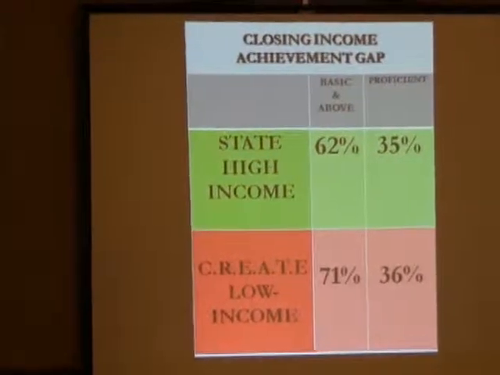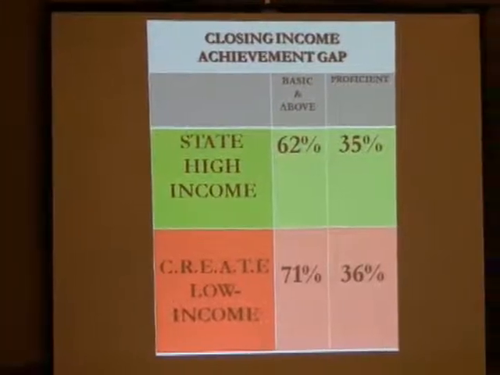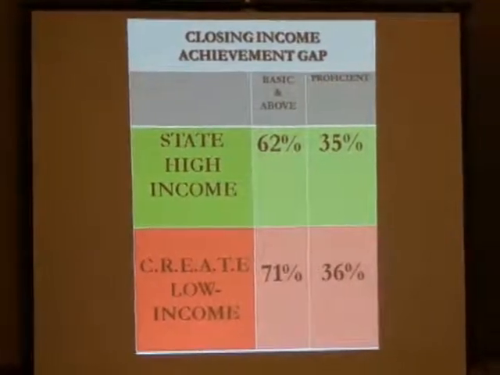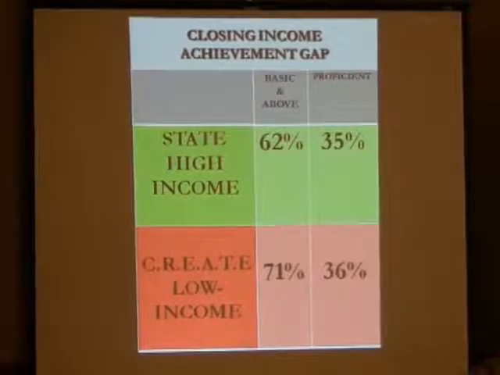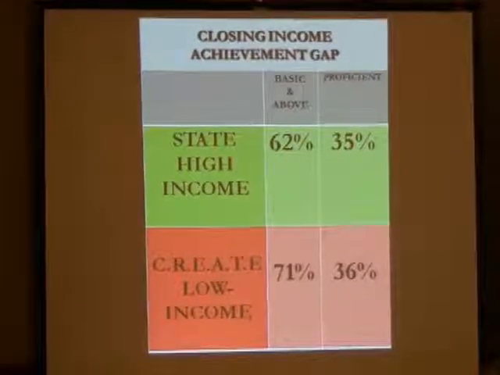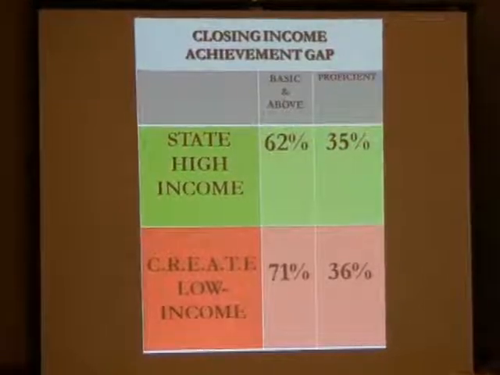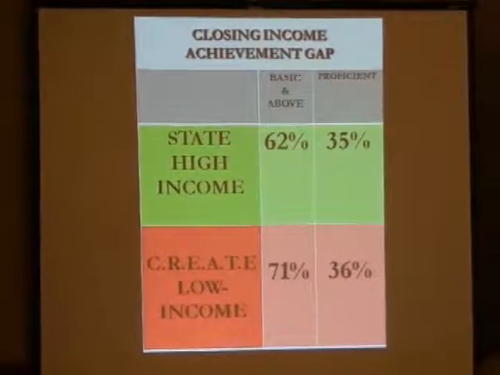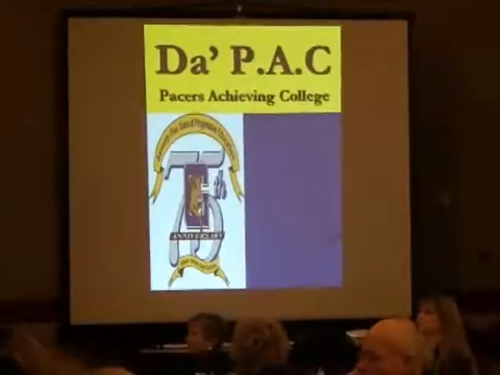Furthermore, we closed the income achievement gap. All of my students qualified for free reduced lunch. Our school is about 90% or more below the poverty line. Yet, they outperformed high-income students in the state on algebra. So the notion that poor black and brown kids cannot succeed was destroyed. You see? It was destroyed.